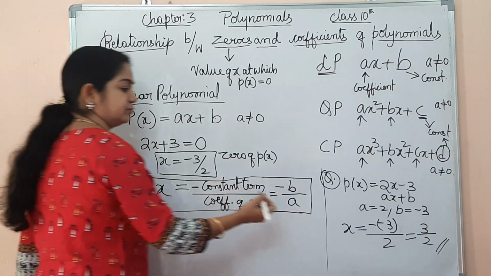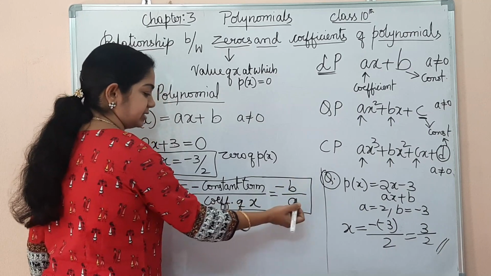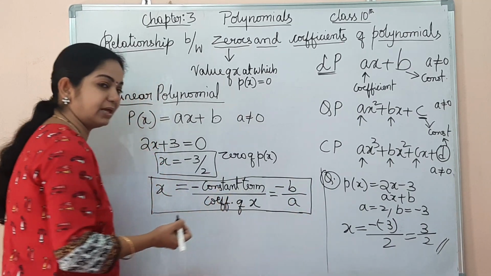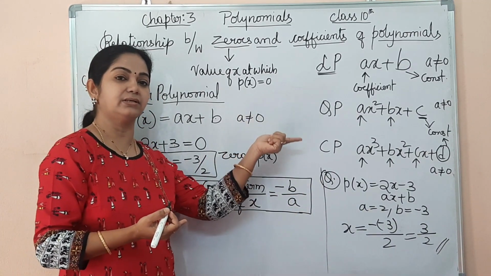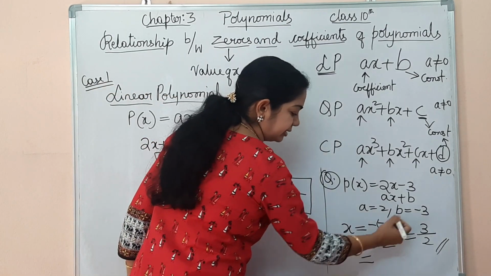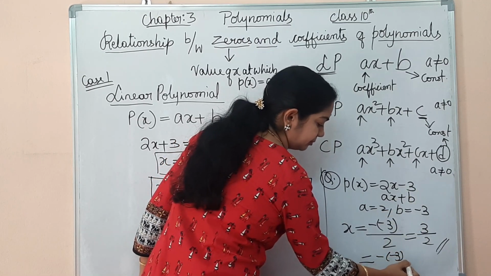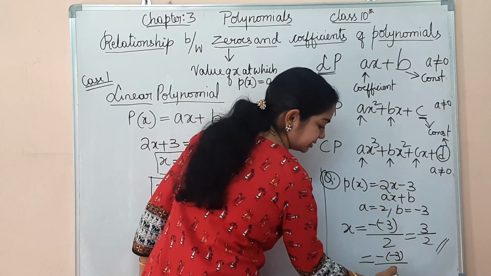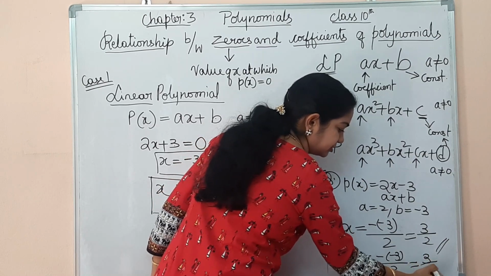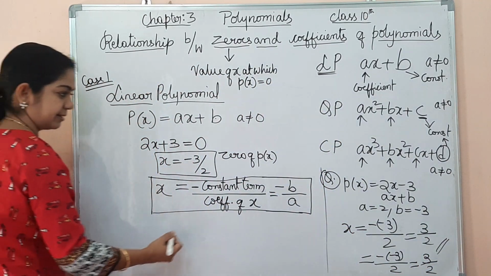Or else, if you may not remember minus b by a, you have to remember that it is minus the constant term by the coefficient of x. So here again, minus the constant term by the coefficient of x, that comes to 3 by 2. Right.